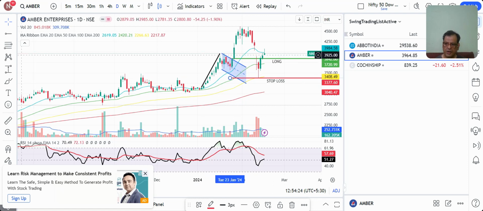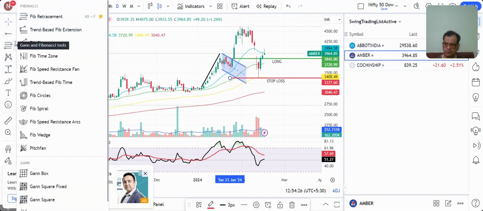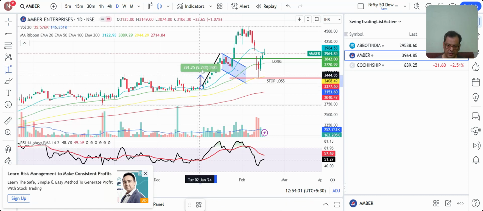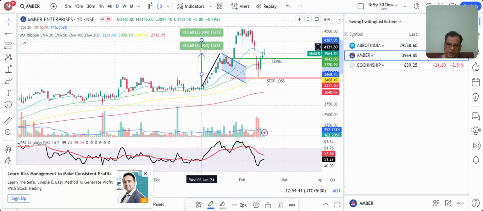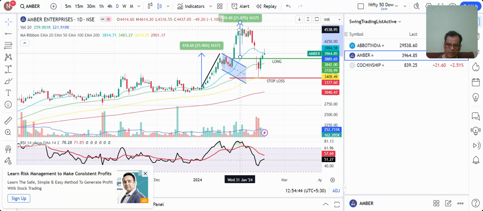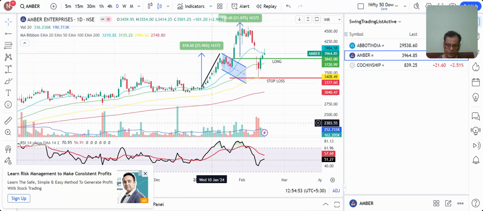Now, your target is again, it's showing a target of 25%. So, copy this here and the target will be here from the long. Now, in this case, what we find is, you see the pole, you've got the flag, you have volumes here, then you have consolidation with low volume, then you have a push here. If you see here, you have a push here, and then you have rising volume.